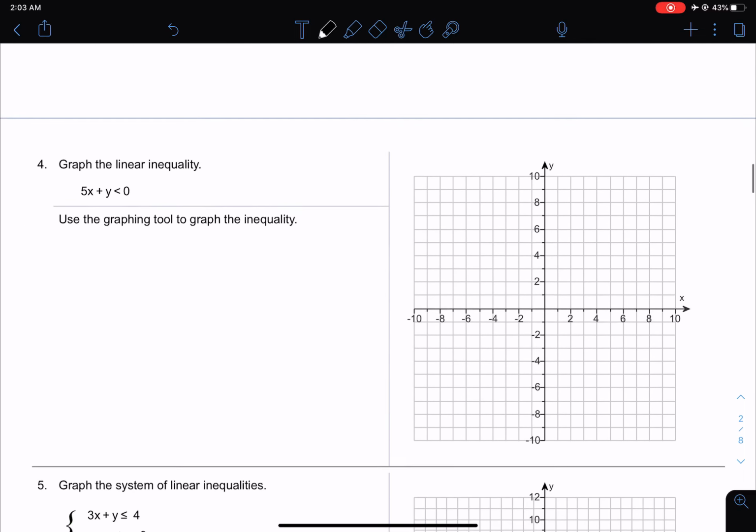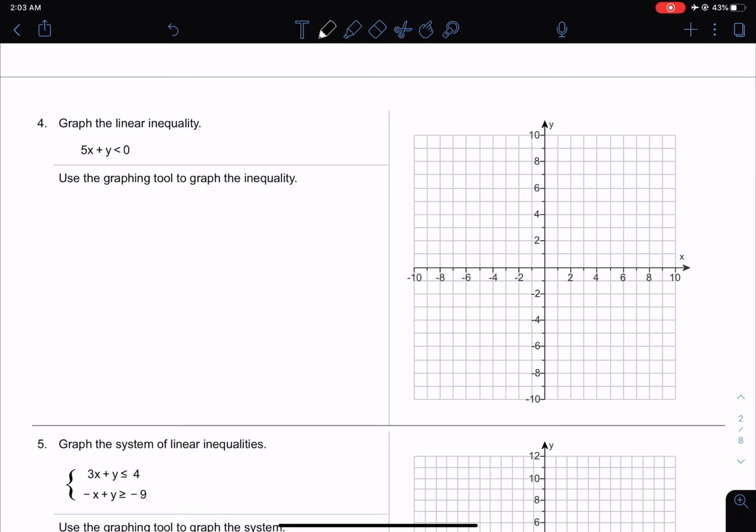Let's take a look at number 4. Number 4 is another problem where you can either use x and y intercepts or you can just put it in slope-intercept form. Slope-intercept form is going to be easy enough, right? Because we've got 5x plus y equals 0, and we subtract 5x on both sides of the equation, and we get y equals negative 5x. Of course, the y-intercept is 0.